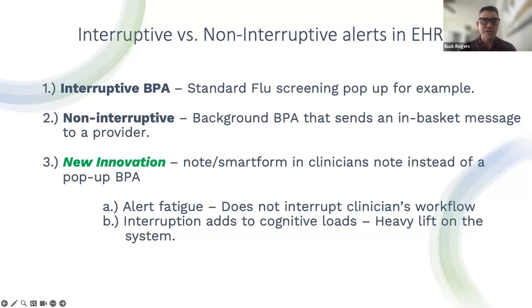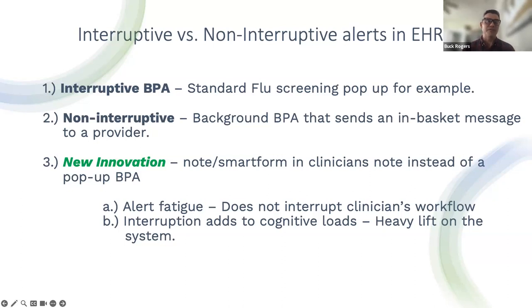What we did come up with was a new innovation where, using decision rules, we would input a note or a smart form in a clinician's note instead of using the pop-up BPA. This helped with alert fatigue. Again, it doesn't interrupt the workflow.